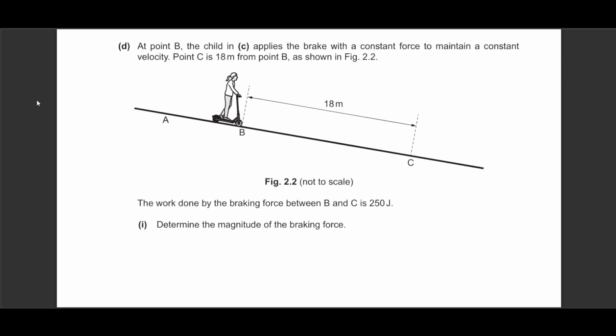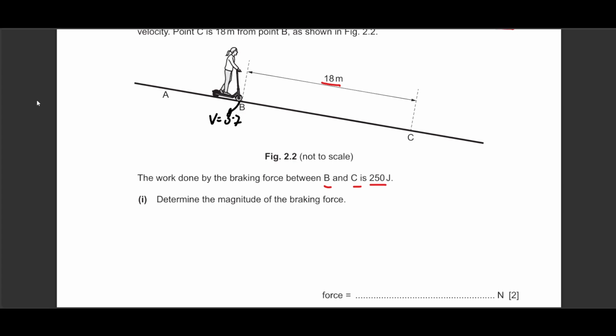Part D says that it is at this location, and we remember that the velocity at this point was 3.7 from the previous part. Not that it's going to be required, but I'm writing this down for understanding. Now she applies the brakes to maintain a constant velocity, so it will maintain whatever speed it had from the previous journey. The work done between B and C by the brakes is 250 joules. The distance is also given to us. Determine the magnitude of the force.